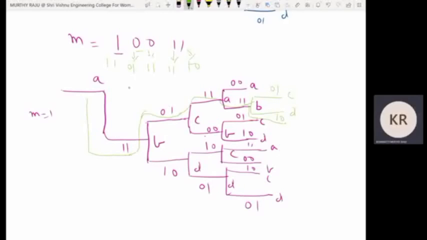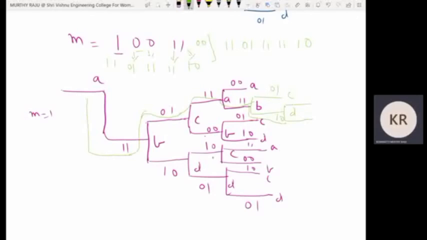Okay, this is for 1 0 0 1 1. The encoded sequence is 1 1 0 1 1 1 1 1 1 0 1 0. Okay, two more bits are appended here, 0 0. After 1 0, you are in state D.